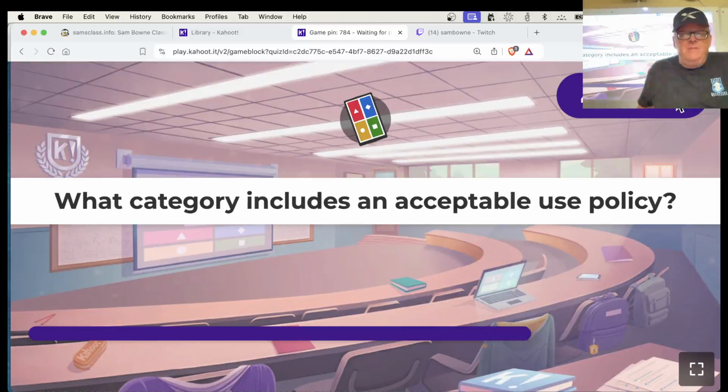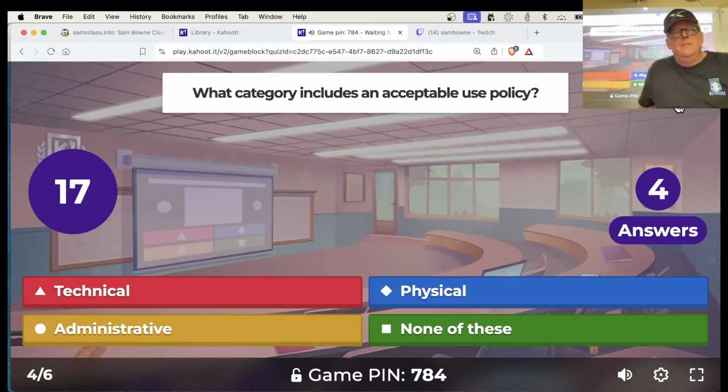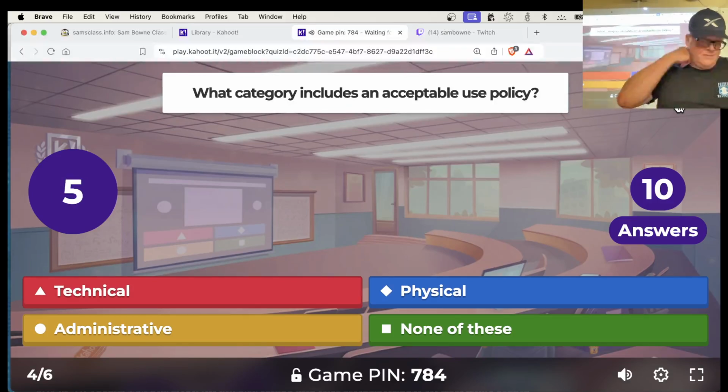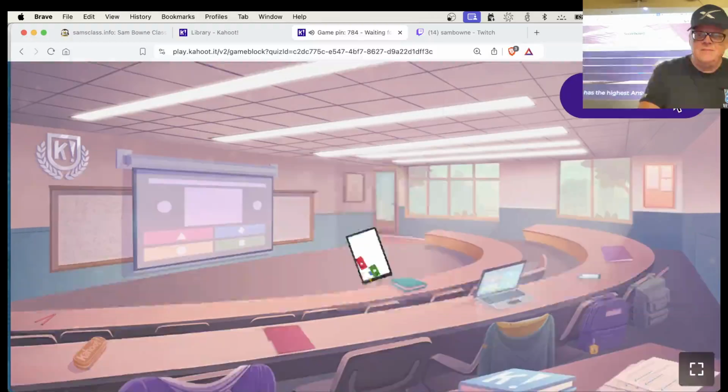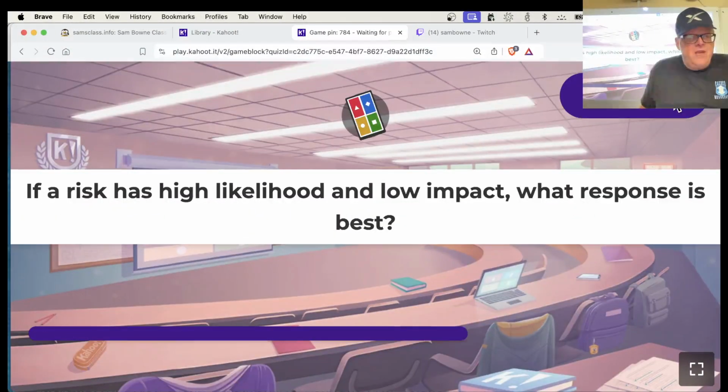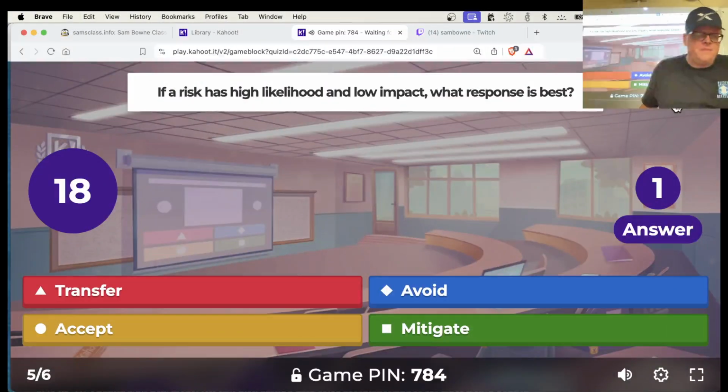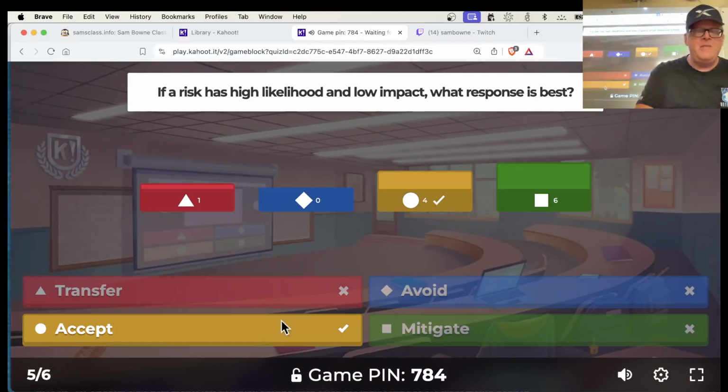All right, how about an acceptable use policy? That's an administrative control. Good. If a risk has a high likelihood and a low impact, what should you do? You should accept it. Just letting it happen is probably the best answer. Mitigating is probably not justified if it has a low impact.